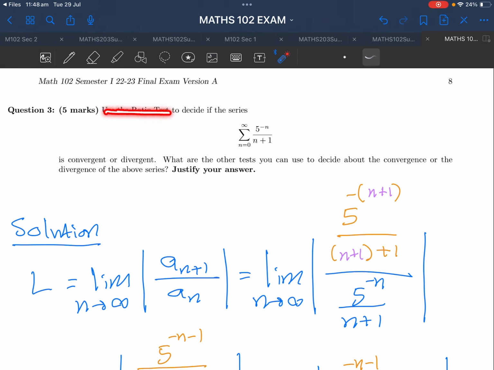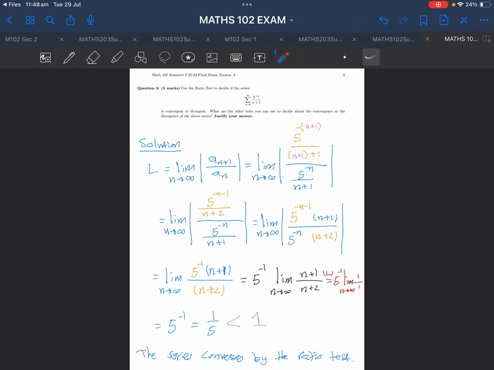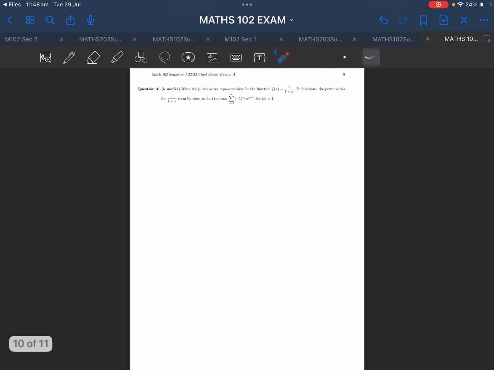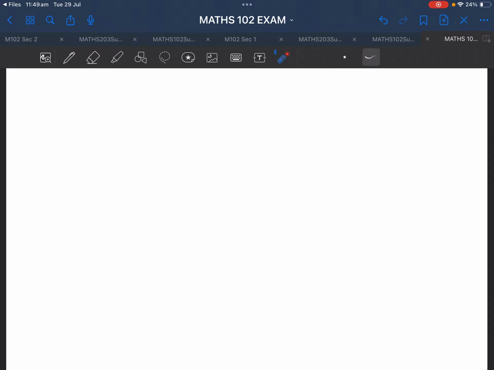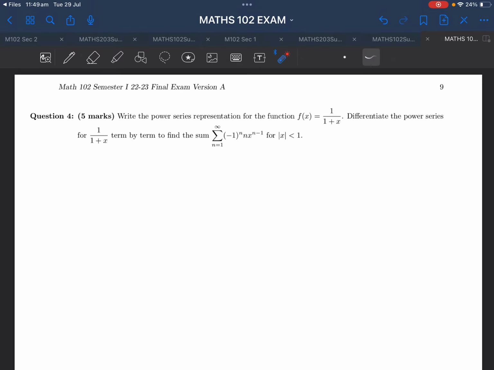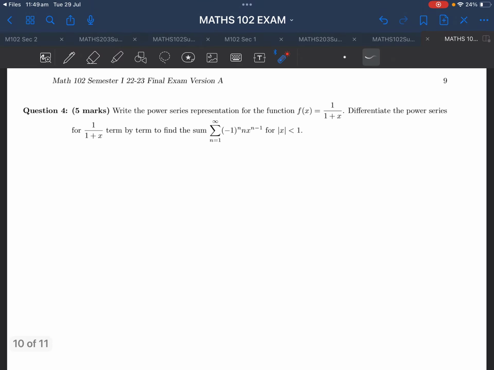Now, what would happen in the exam if we didn't say to use the ratio test? Of course, because this is an exponential function, something to the power of n, the ratio test and the root test are the ones that will come close to your mind as a first option. Now we go to question number 4. Let's see question number 4 and how we can do it.